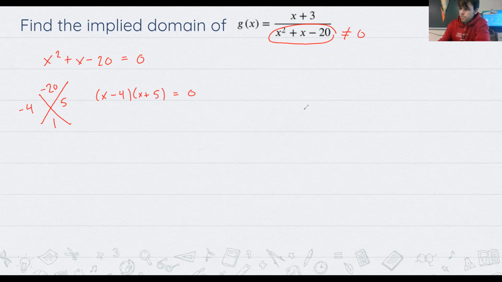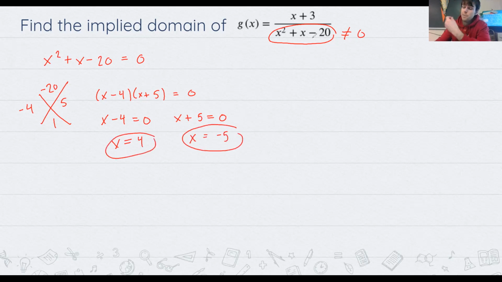Using the zero product property, we can split this up. Since these two factors multiply to equal 0, it will only be true if one or both of the factors equals 0. So x minus 4 equals 0, x plus 5 equals 0. Solving both, adding 4 to both sides, we get x equals 4. Subtracting 5 on both sides, we get x equals -5. So both of these values would cause our denominator to equal 0, which means x cannot be equal to these values. These must be restricted from our domain.